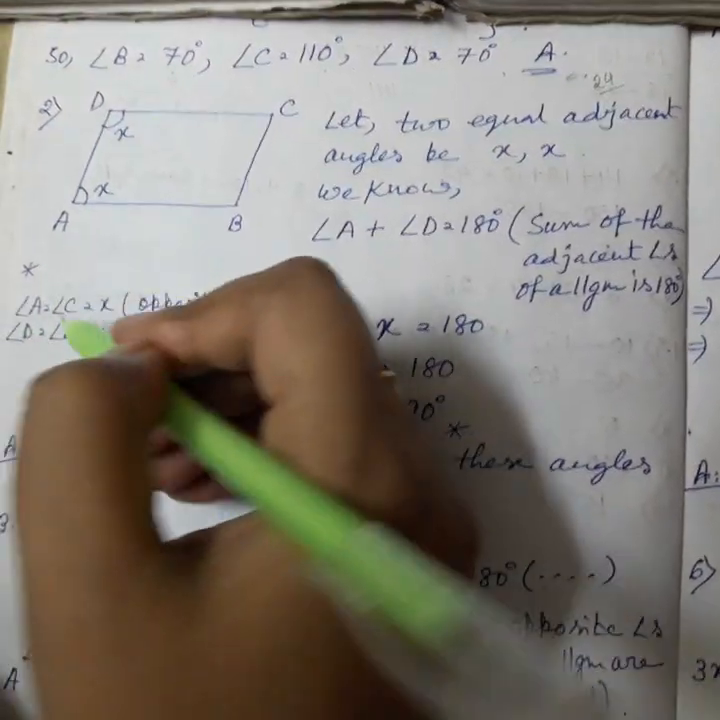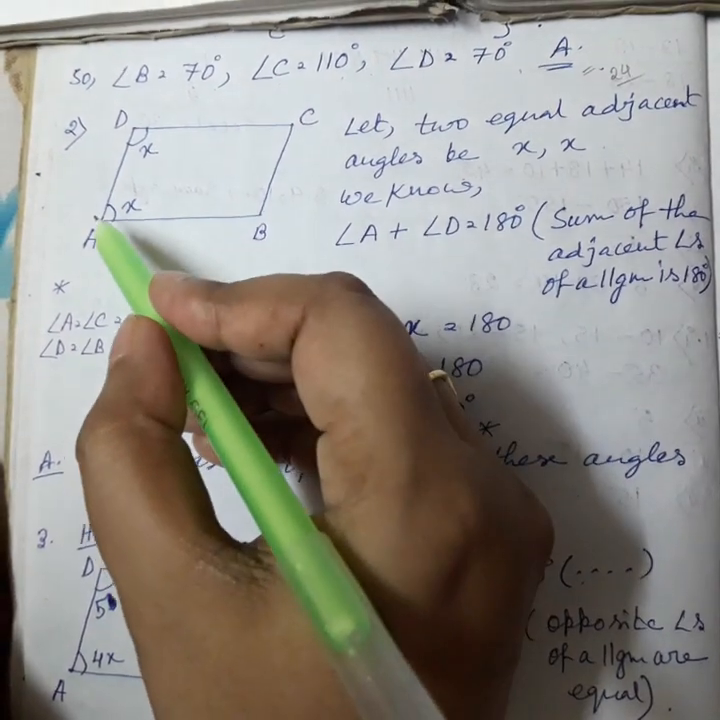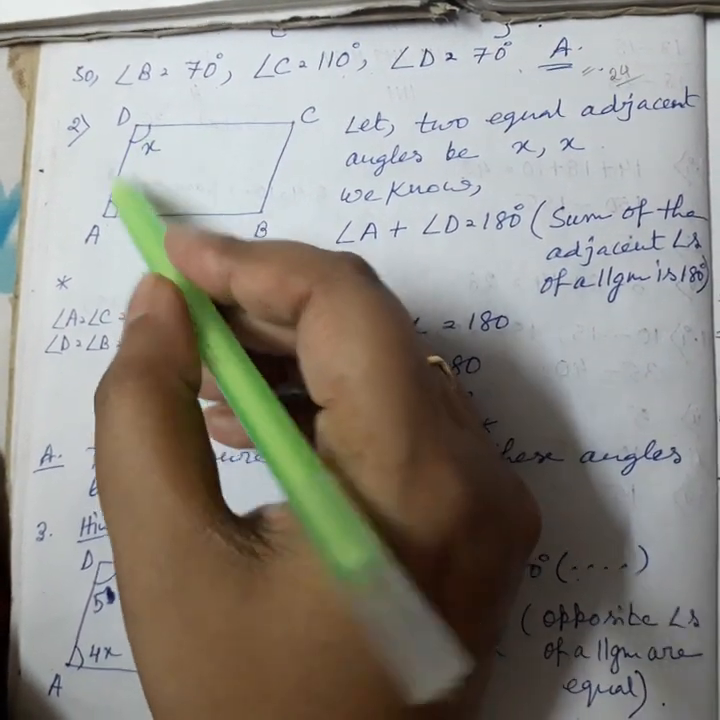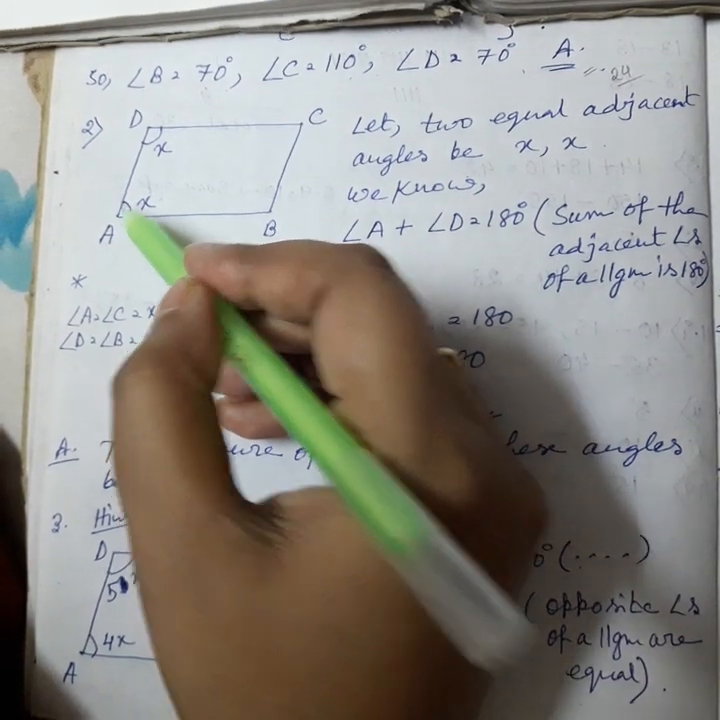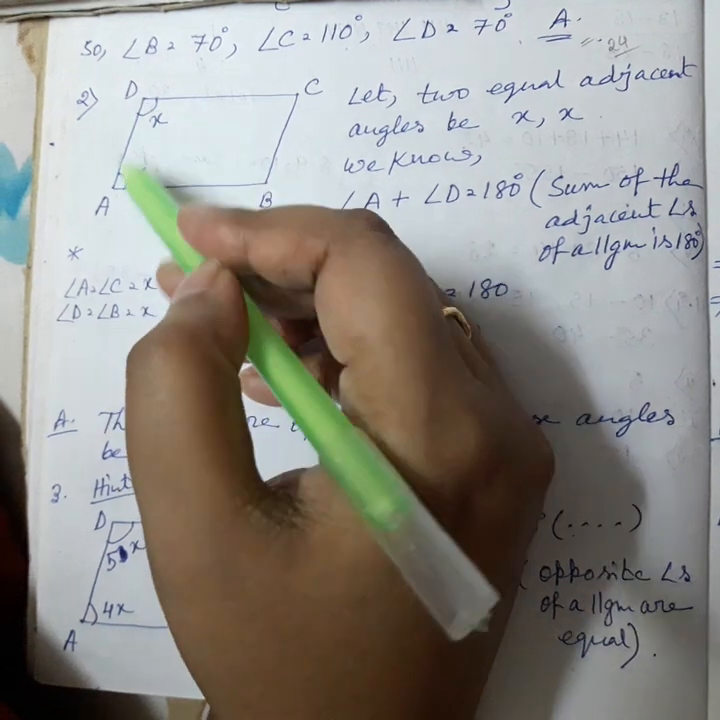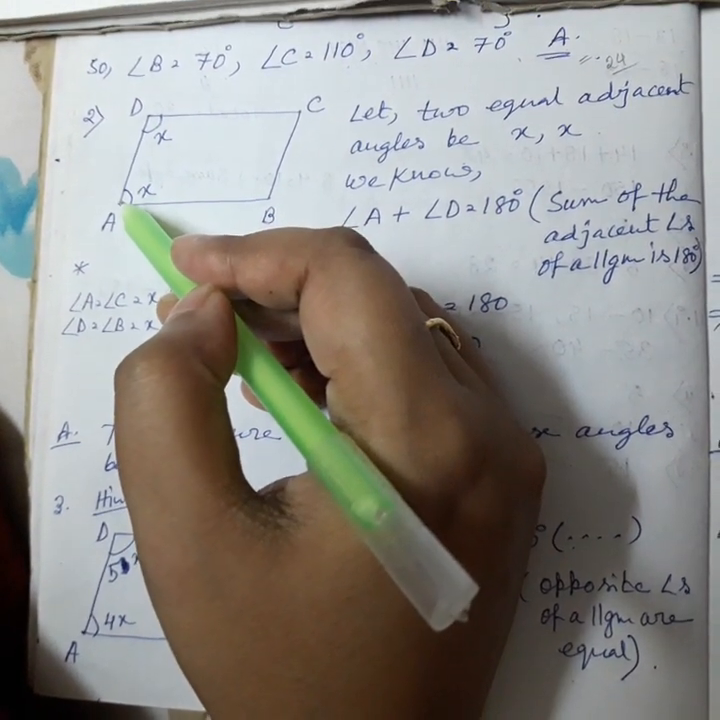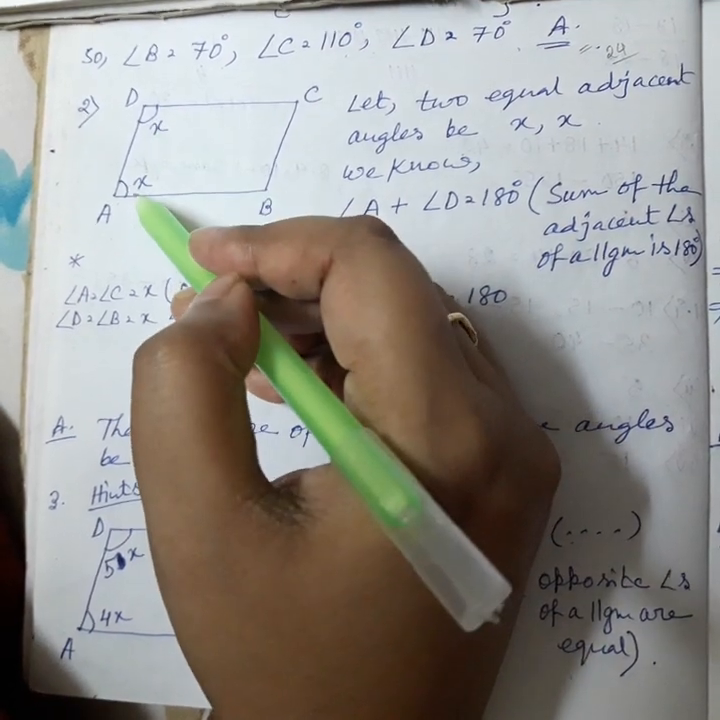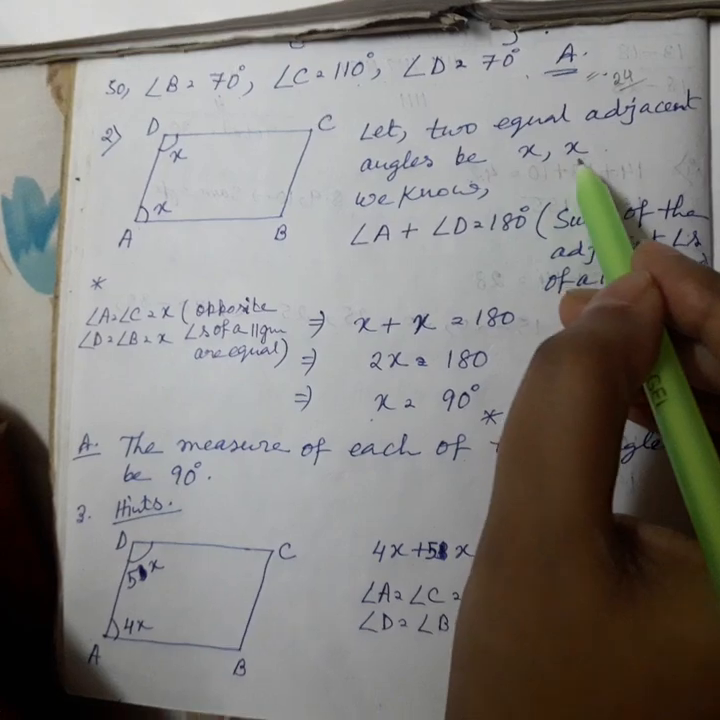ABCD is a parallelogram and the two adjacent angles which are equal, I have taken angle A and angle D. These two angles are equal because they are adjacent angles. You can take A and B also, no problem, it's the same. So I have taken angle A and angle D. These two adjacent angles are equal and I have taken their measure as x. So let the two adjacent angles be x, x.